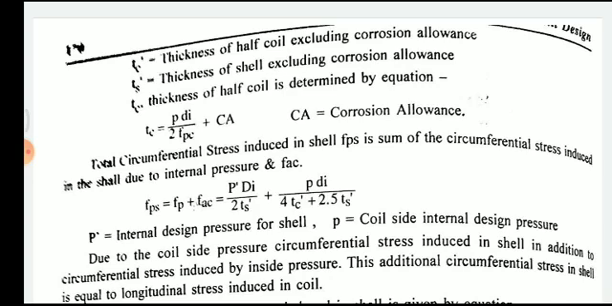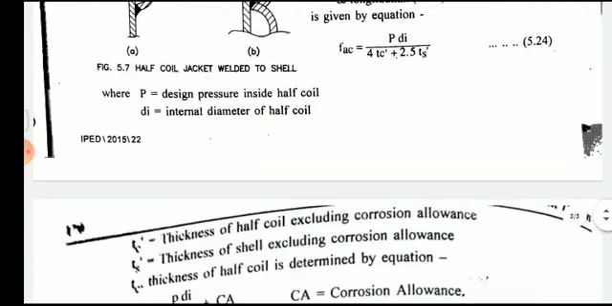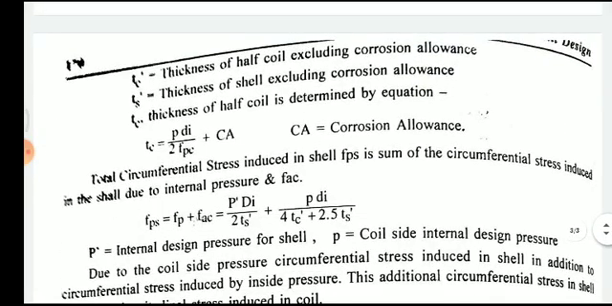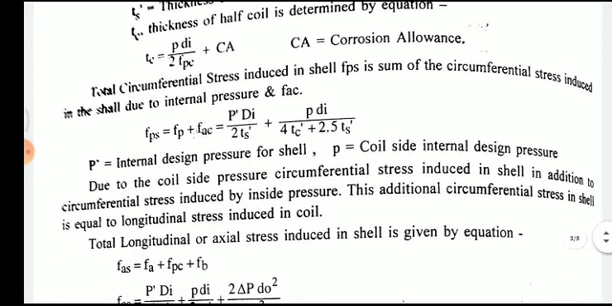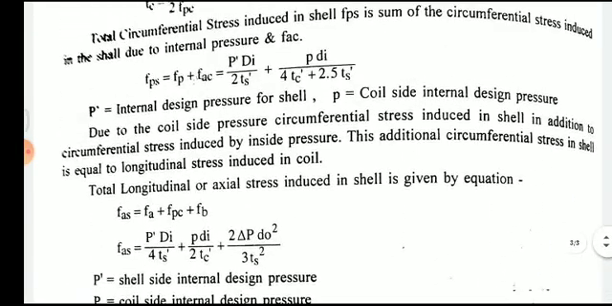FPS is equal to FP, that is P dash DI divided by 2 TS dash, plus PDI upon 4 TC dash and 2.5 TS dash. Okay, where P dash is the internal design pressure for the shell, and P is the coil inside internal design pressure.